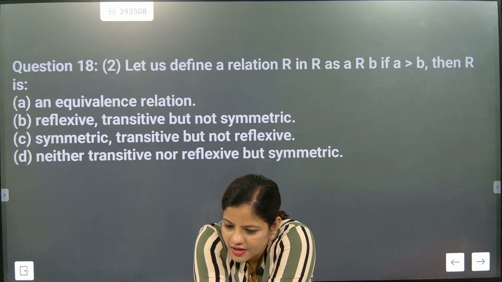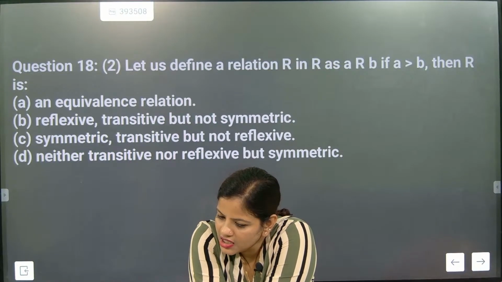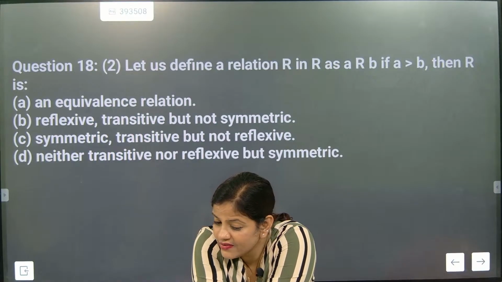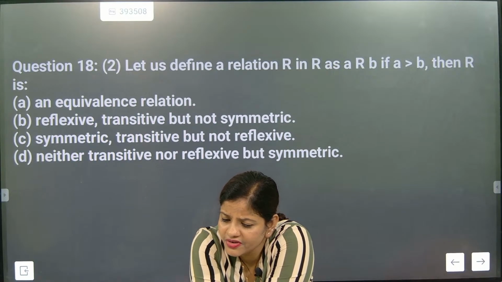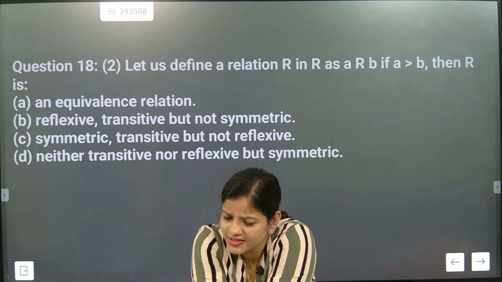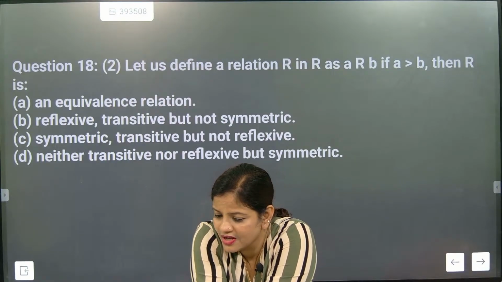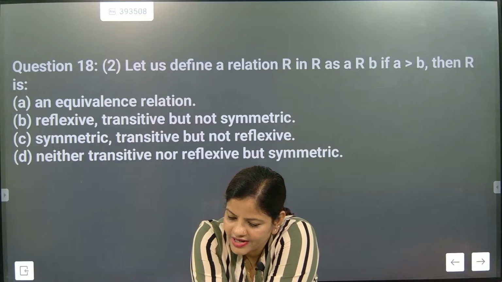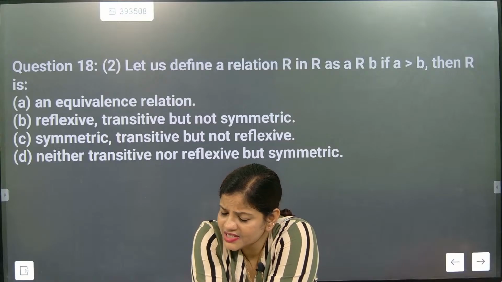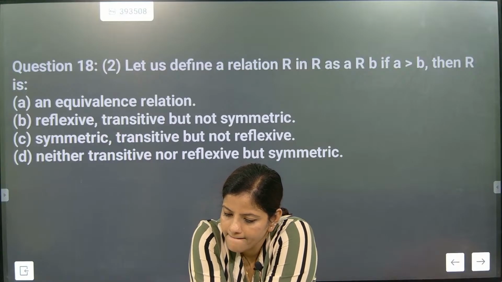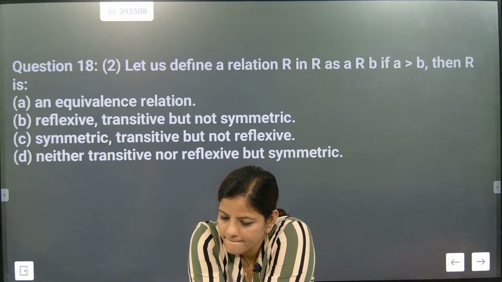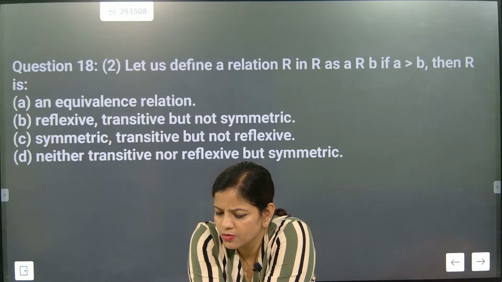Let us define a relation R: a is greater than b. Is that an equivalence relation, reflexive, symmetric, transitive but not symmetric, symmetric, transitive but not reflexive, or neither transitive nor reflexive but symmetric? What will the correct answer be? a is strictly greater than b. What should be the correct answer? I cannot be greater than myself, so I am not at all reflexive.